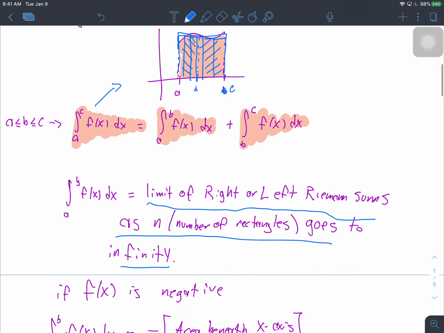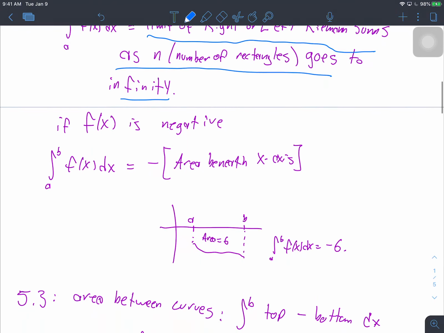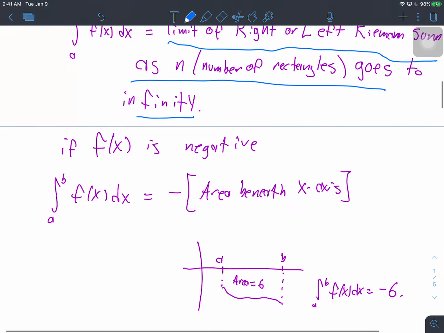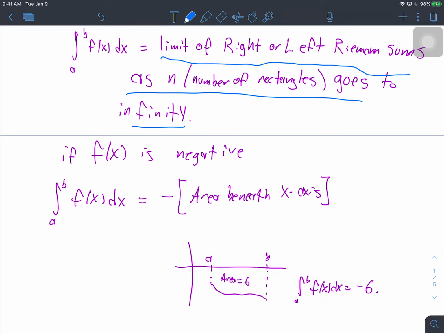So that's what we need to know from 5.2. Oh, we also should know that if f of x is a negative function, so if it's lying beneath the x-axis, then the integral from a to b of f of x dx is going to be the negation of the area underneath the x-axis. So we take this area which is trapped between the function and the x-axis. If it happens to be beneath the x-axis, then the integral of this function will be that area but negative.